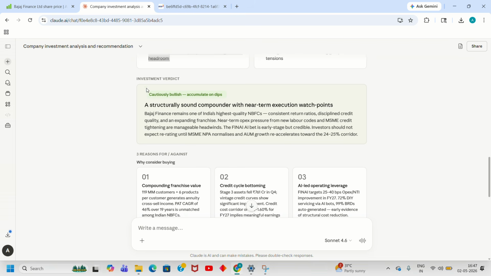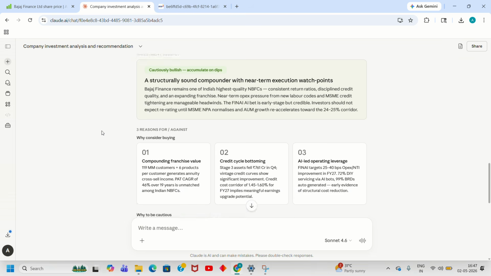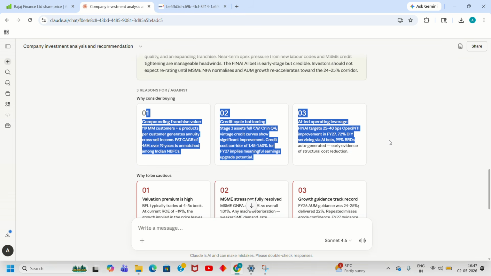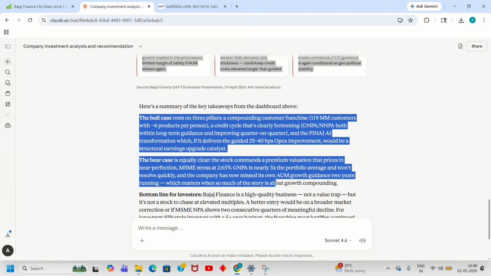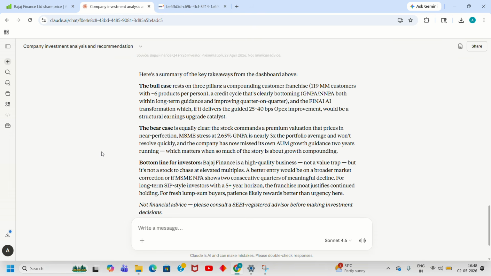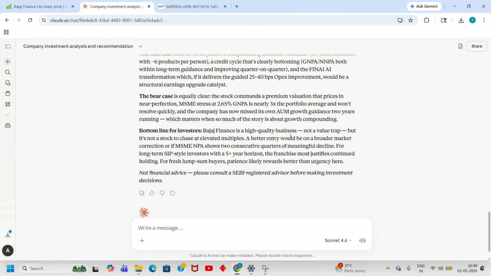Now the investment verdict. They have also given an investment verdict, which is a structurally sound compounder with near-term execution watch points. These are all the points provided on whether we should invest or not: why consider buying, the 3 reasons as we entered in our prompt, and why to be cautious. Also they have provided 3 reasons: the valuation premium is high, MSME stress is not fully resolved, and the growth guidance track record. And finally they have given the verdict, the bull case scenario and the bear case scenario that you should take into consideration. The bottom line for investors: Bajaj Finance is a high quality business, not a value trap, but it's not a stock to chase at elevated multiples. A better entry would be at a broader market correction.